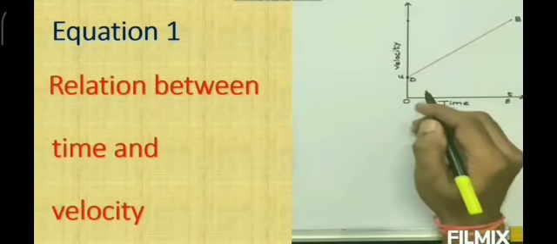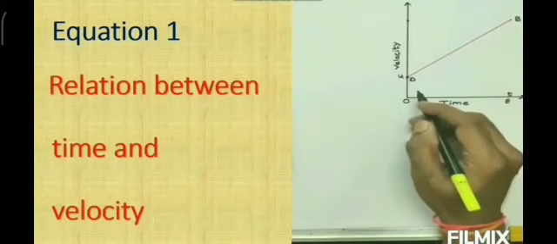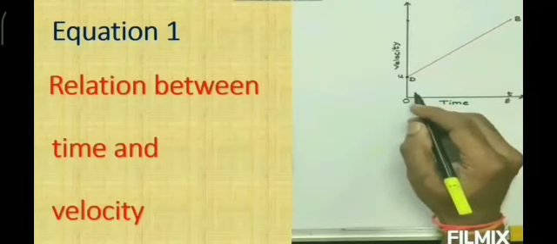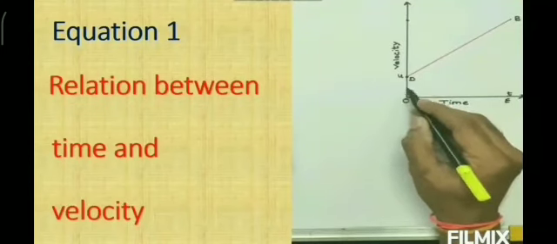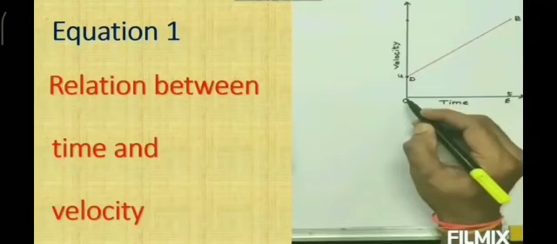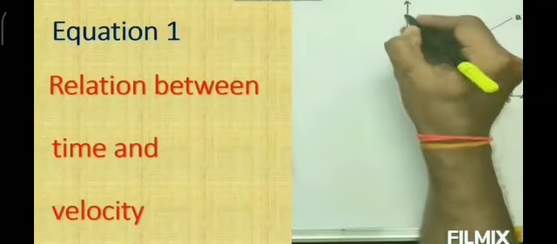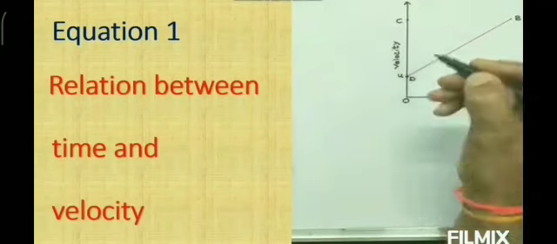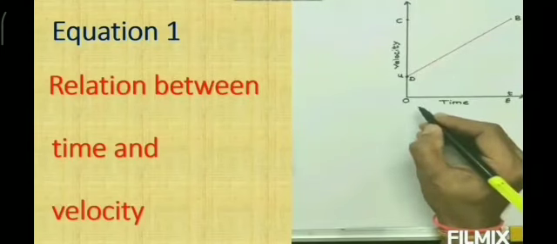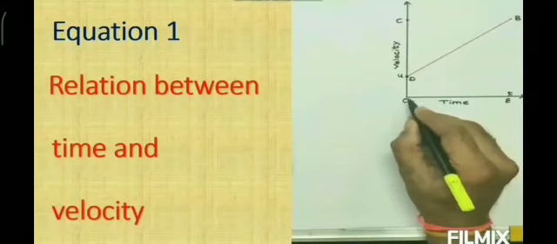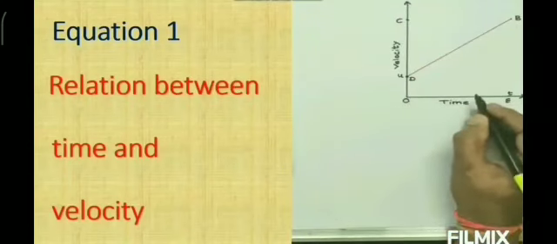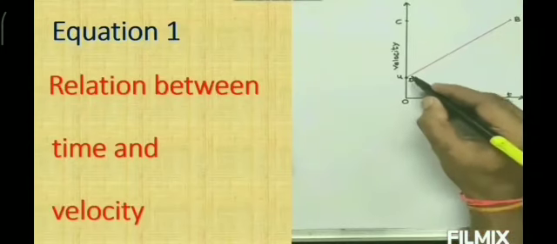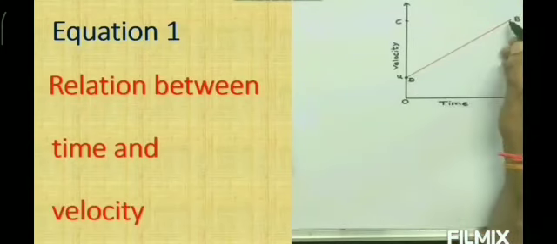Here we can say that the initial velocity of the object is u is equal to OD. The final velocity of the object is V is equal to OC. This is the final velocity of the object and time is equal to t is equal to OE. OE is the time taken by the object to reach from the point D to the point B.